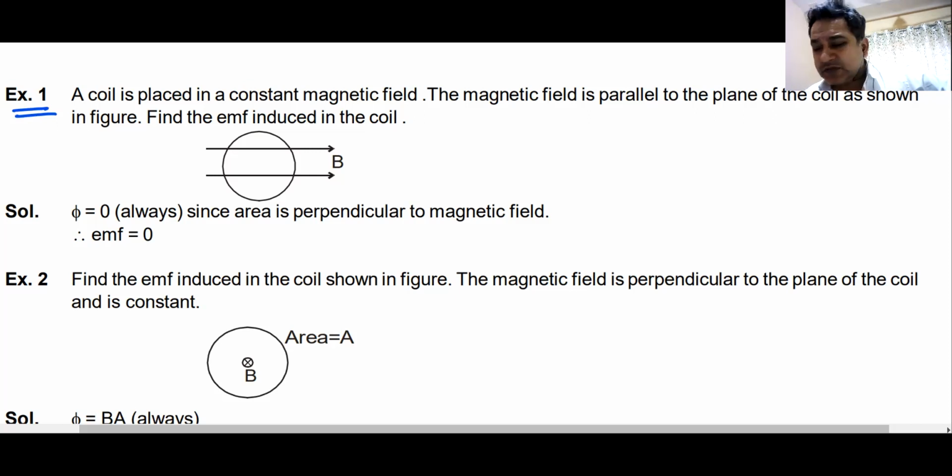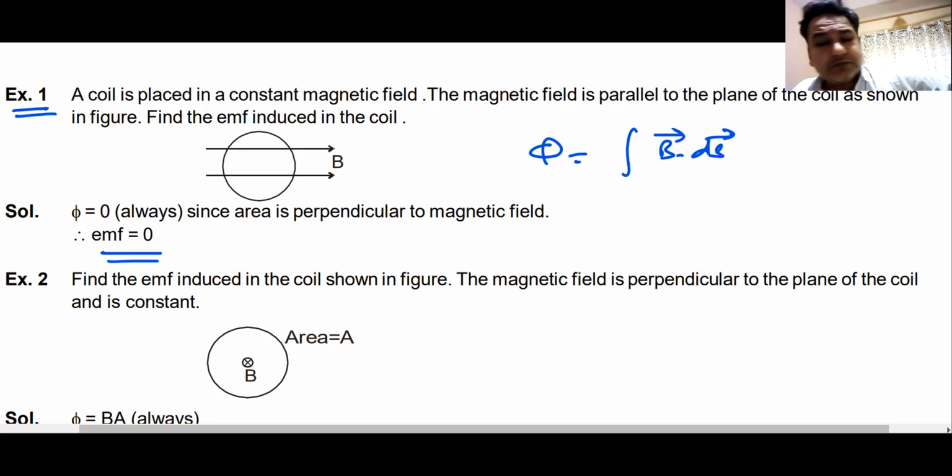Question number 1. The flux is 0 because phi is B dot A, the integral of B dot dS. Here the angle between B and dS is 90 degrees. There is no flux linked. If there is no flux linked, it will not change. So there is no induced EMF. What about the second case?